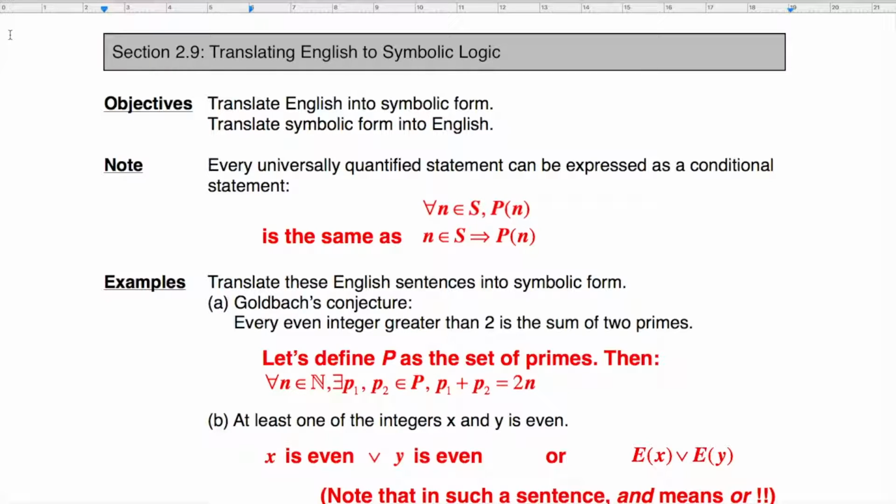Section 2.9, Translating English to Symbolic Form. And this is what we're going to do: translate English to symbolic form and translate symbolic form into English.